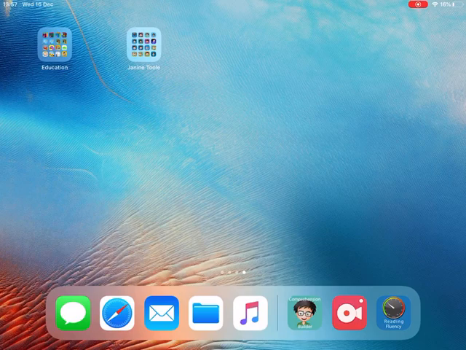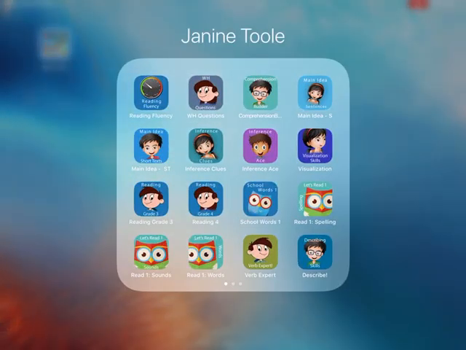Today, we're not going to be looking at the apps in any particular order. It's mainly for you to just know what's out there. So when you have a particular target, you know what you could possibly access. The first one we're going to look at is Reading Fluency.